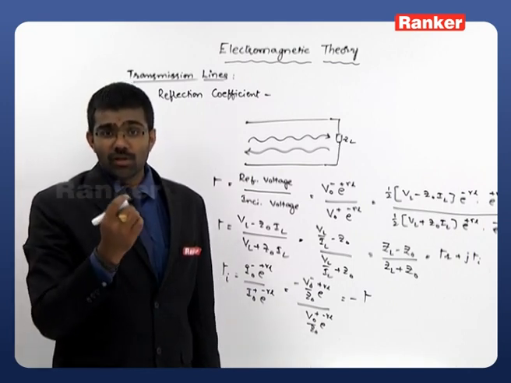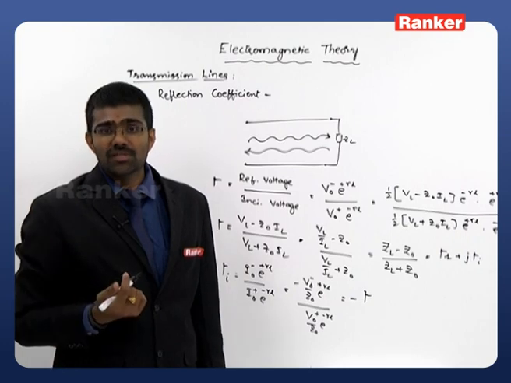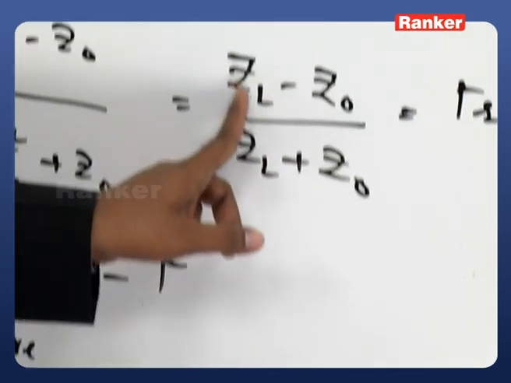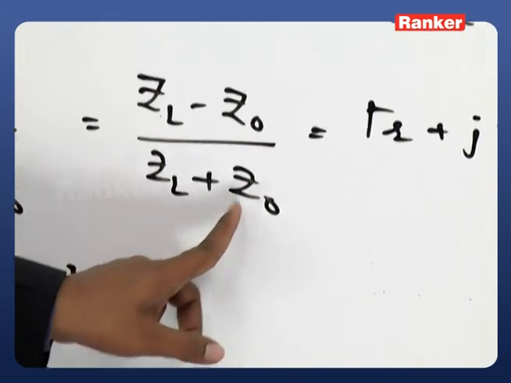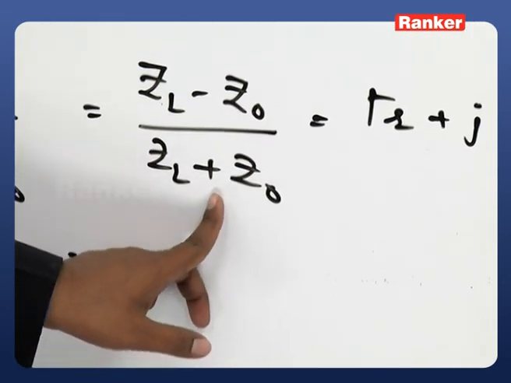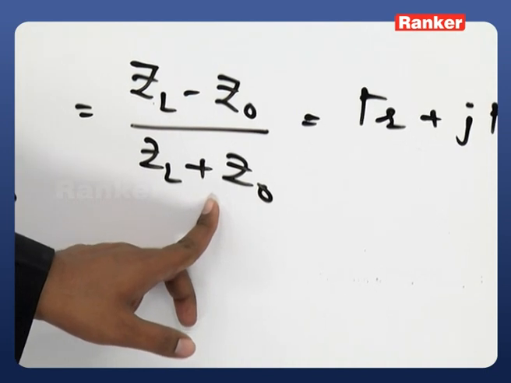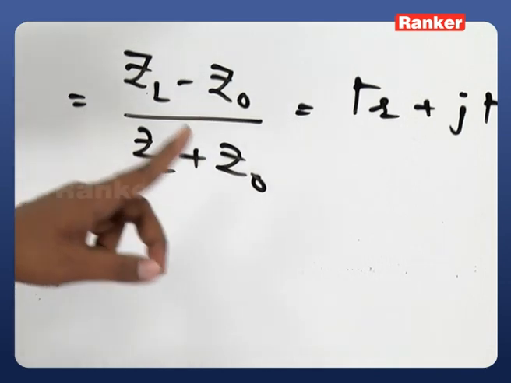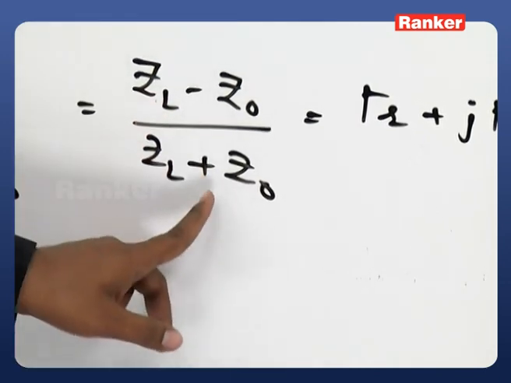And what is the lower value of this reflection coefficient and what is the upper value of this reflection coefficient? Easily you can observe from this equation. ZL minus Z0 divided by ZL plus Z0, in the denominator you have plus. So not at all it is greater than 1. So always it is less than 1 only. The magnitude I am talking, right? It is always less than 1.